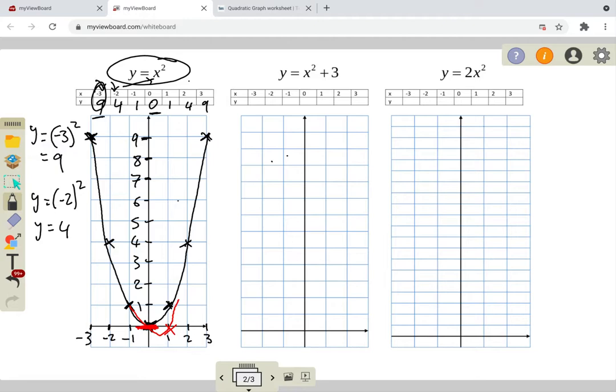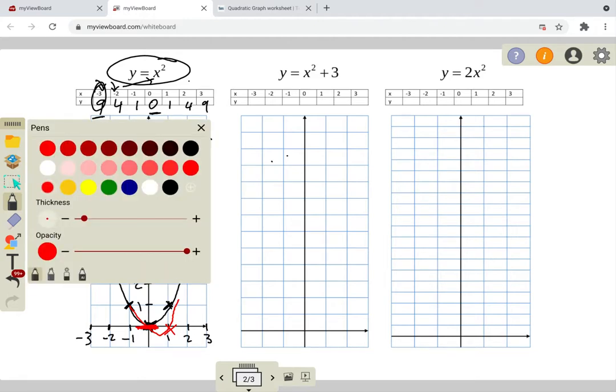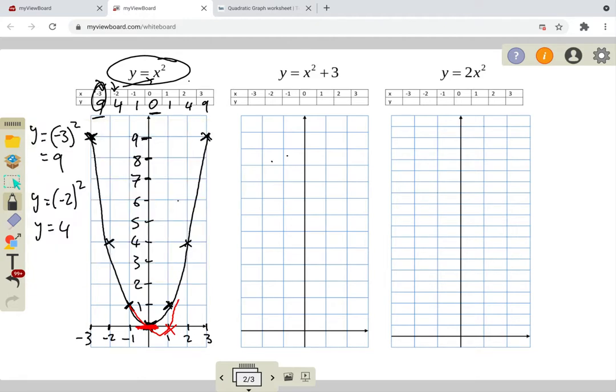Okay, so let's try another example. We've got y equals x squared plus 3. So all I do for the first one, substitute minus 3 into there. So minus 3 squared and then add 3. Minus 3 squared is 9, plus 3 gives me 10, 11, 12. So the first one is 12.